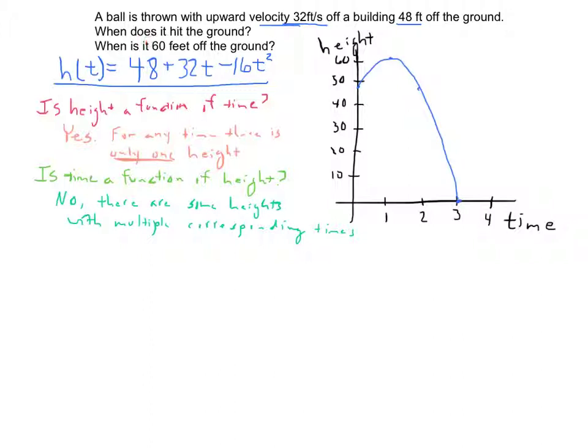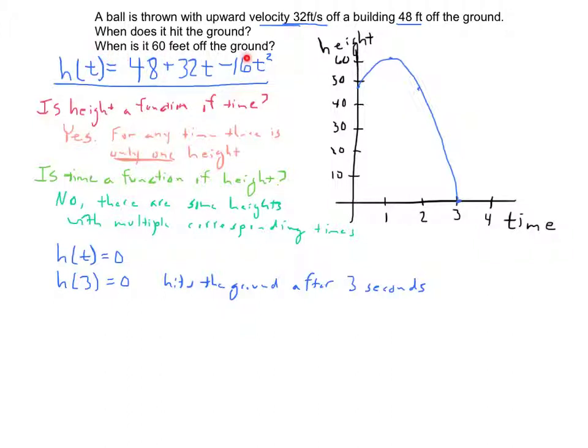Okay, when does it hit the ground? I see that it's at the 3 mark. How can I talk about this in function notation? So we're looking for that value of t that hits the 0. And I see that sticking in a 3 into my table is going to do that. So that's when it hits the ground.